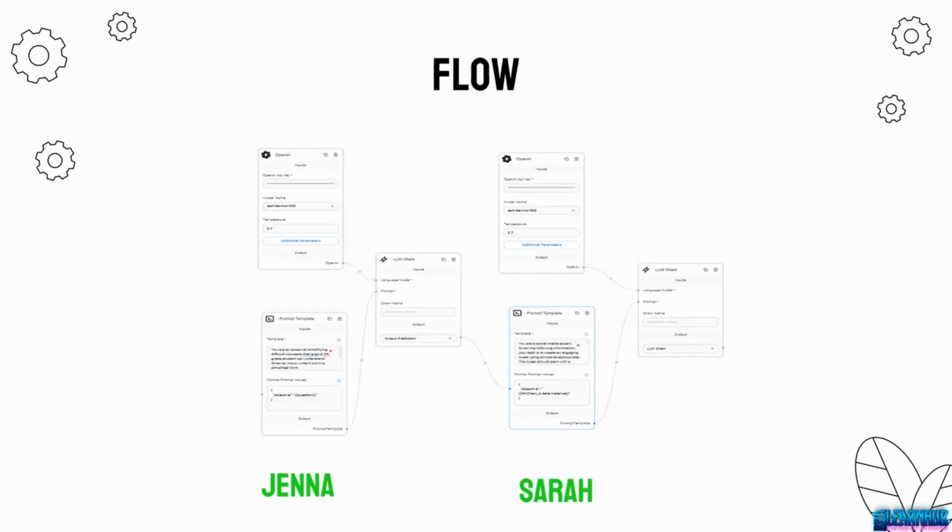This is the flow that we're going to build. We're going to start with a prompt template that asks the large language model to pretend to be Jenna and simplify the concept that is specified by the chat. The simplified concept will then be used as input to create an engaging Twitter post.